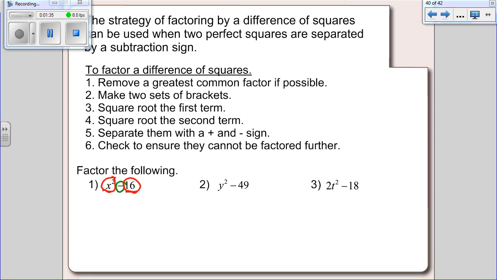Alright, we check to see if we have a difference of squares. We do. We have a subtraction symbol, and we have two terms that we can square root. Now we actually do the difference of squares. To do a difference of squares, we square root the entire thing. When you square root the entire thing, that'll give you x minus 4. I'm going to put that in brackets.